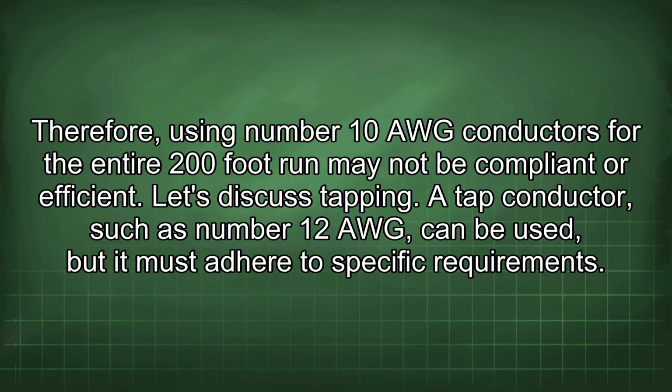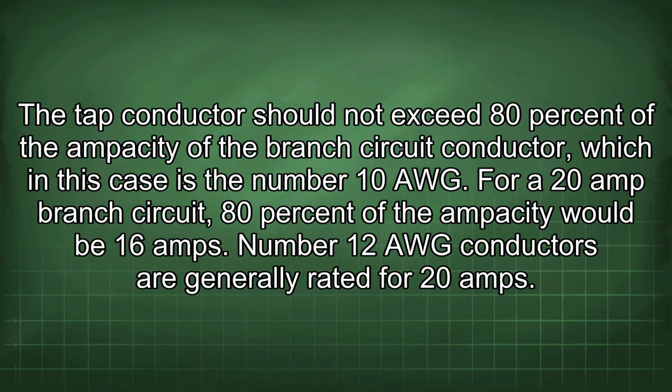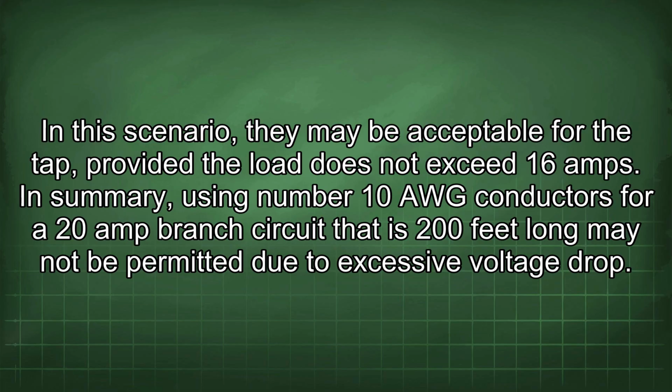Let's discuss tapping. A tap conductor, such as number 12 AWG, can be used, but it must adhere to specific requirements. The tap conductor should not exceed 80% of the ampacity of the branch circuit conductor, which in this case is the number 10 AWG. For a 20 amp branch circuit, 80% of the ampacity would be 16 amps. Number 12 AWG conductors are generally rated for 20 amps. In this scenario, they may be acceptable for the tap, provided the load does not exceed 16 amps.